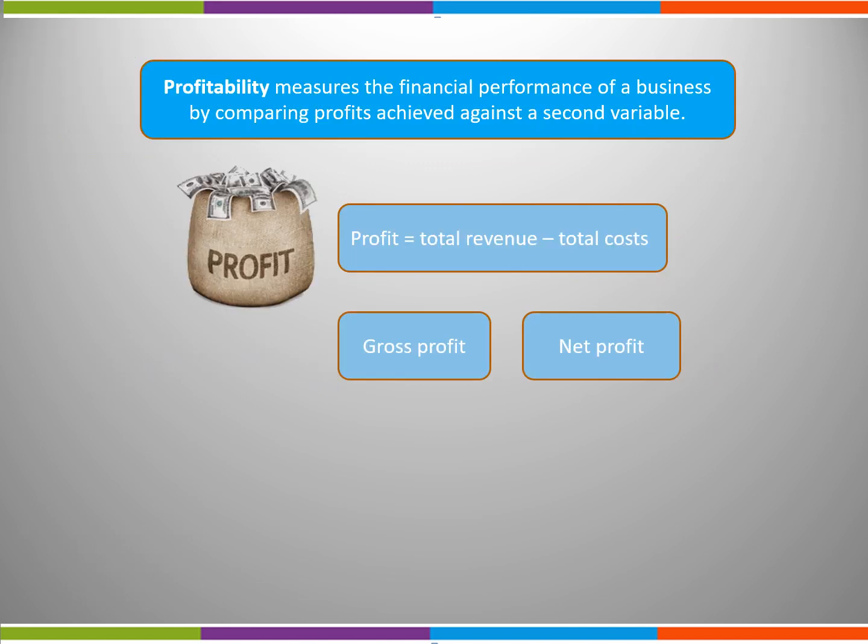Profitability measures the financial performance of a business by comparing profits achieved against a second variable, for example revenue. Profits are the surplus of revenue over costs. Profit equals total revenue minus total costs. There are a variety of types of profit, including gross profit and net profit. These can be found in the income statement.